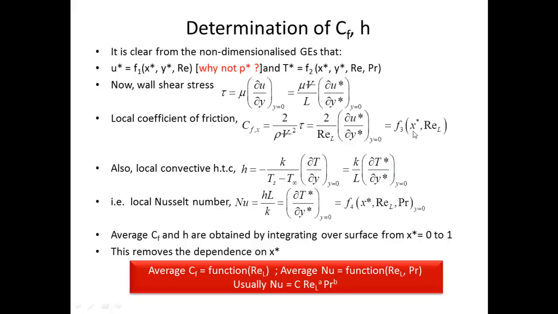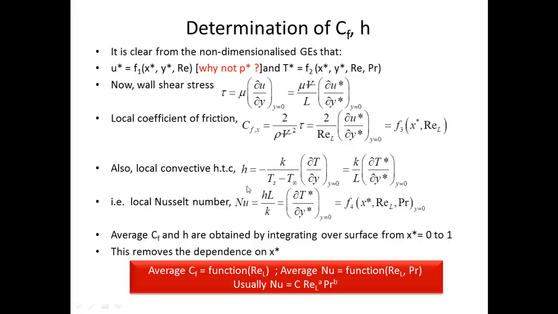So it is a function of x star and Reynolds. Y star does not come here because we are looking at the derivative at y equal to 0, so at a fixed location in the normal direction. So it is not a function of y star, but depends only on the direction along the flow. It depends only on the x coordinate and the Reynolds number.